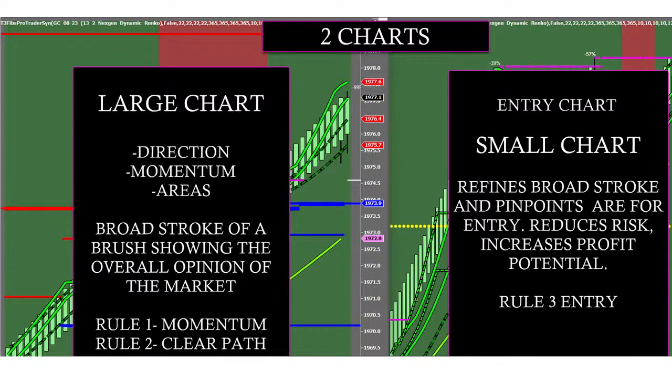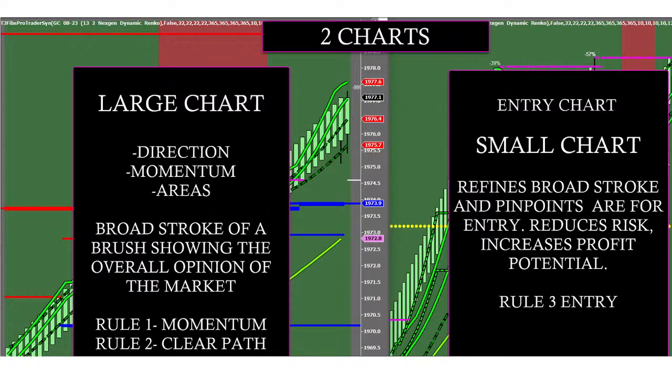Your large chart is the workhorse, guys. Your large chart is going to define the direction of the market. The large chart is going to define the momentum in the market. The large chart is going to define the areas that you're trading to, trading from, that you shouldn't be trading into.